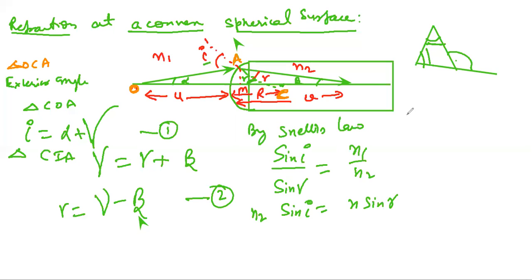We will do an approximation, assuming I and R are very small. So when they are very small, what will happen? In the place of sin I, you write I. So you write N2 I equal to N1 R. Any problem?